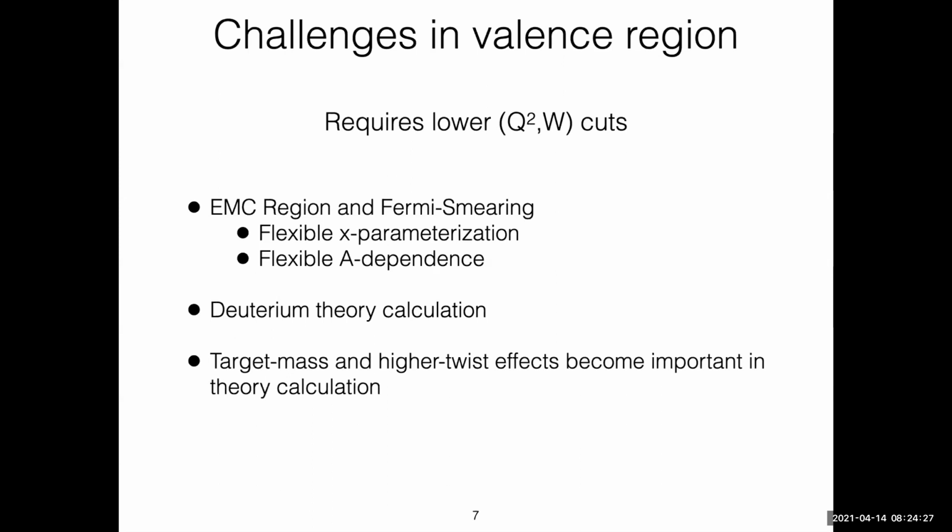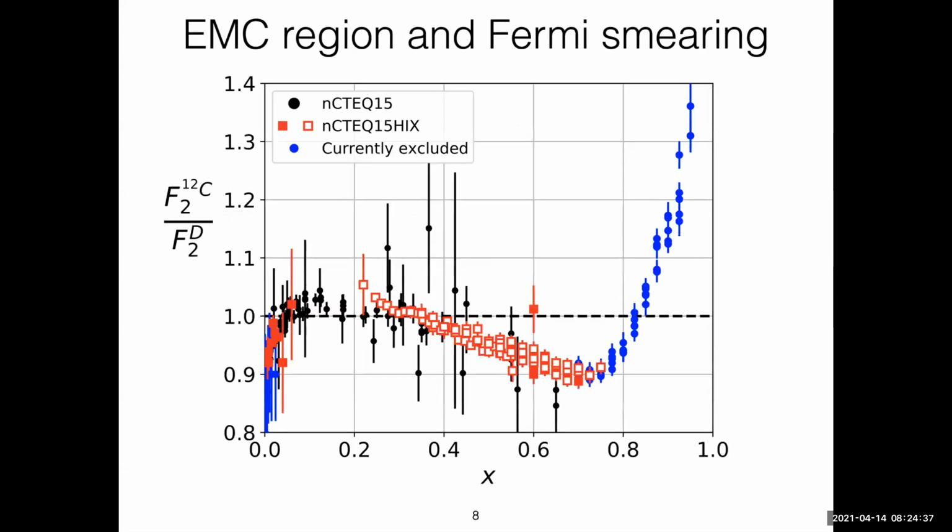As we go into lower Q, these become more and more important. So just to the first point about the parameterization and making sure we have the flexibility to describe this data, what I'm showing here is just the cross-section ratio of carbon relative to deuterium as a function of X. So this is just some DIS data that I'm showing.